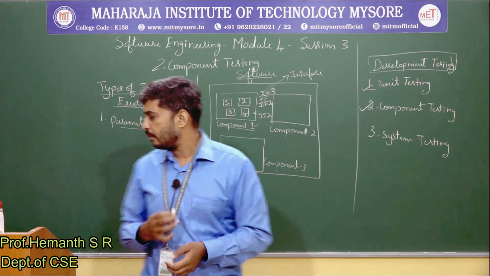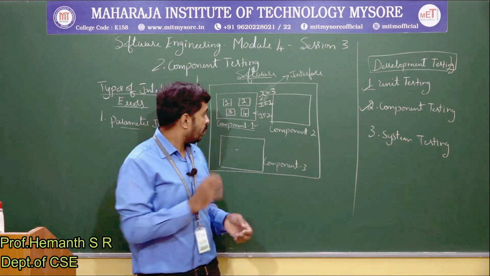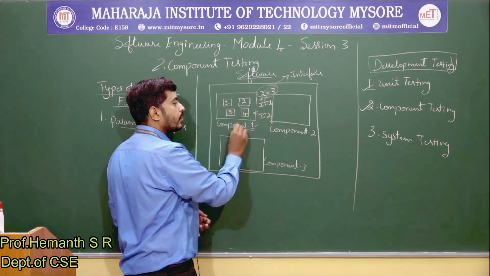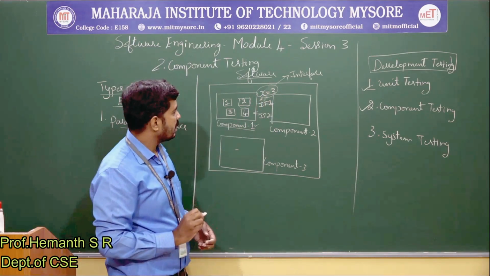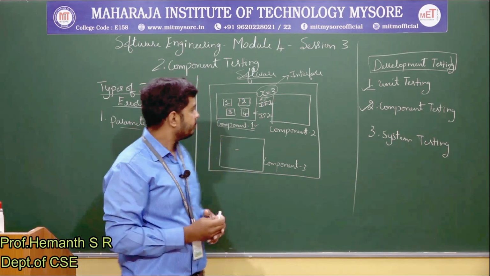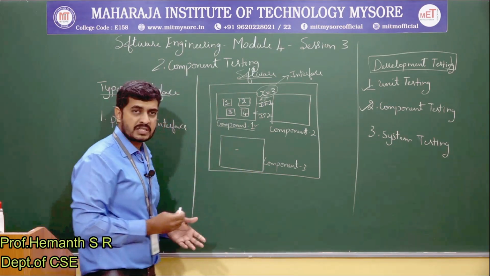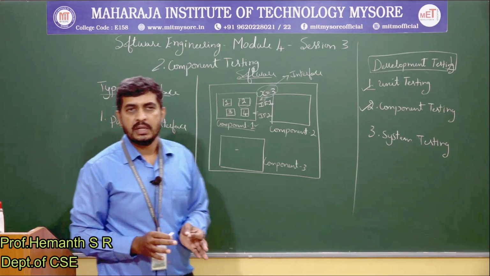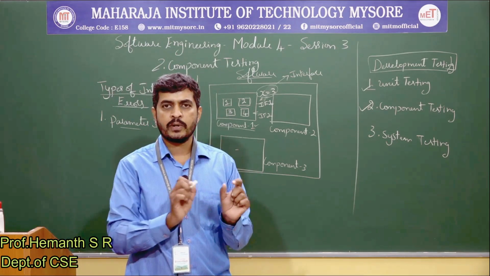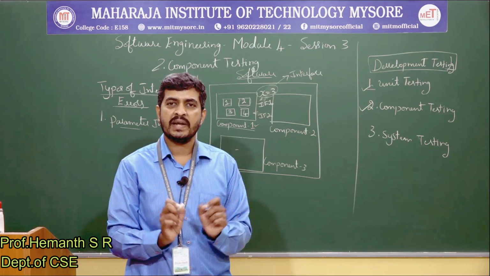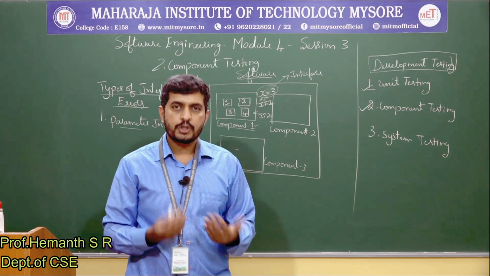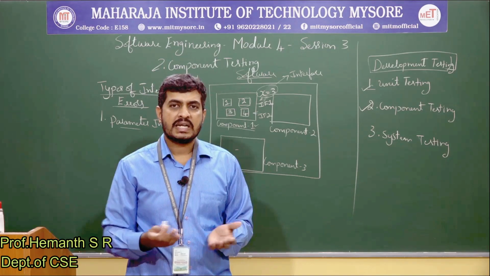For example, if component 1 is sending a value x equal to 3 to component 2, then this x equal to 3 is the parameter. We check whether this value x equal to 3 is passed correctly from component 1 to component 2, maintaining the integrity, meaning that the value of x should not change during transit.